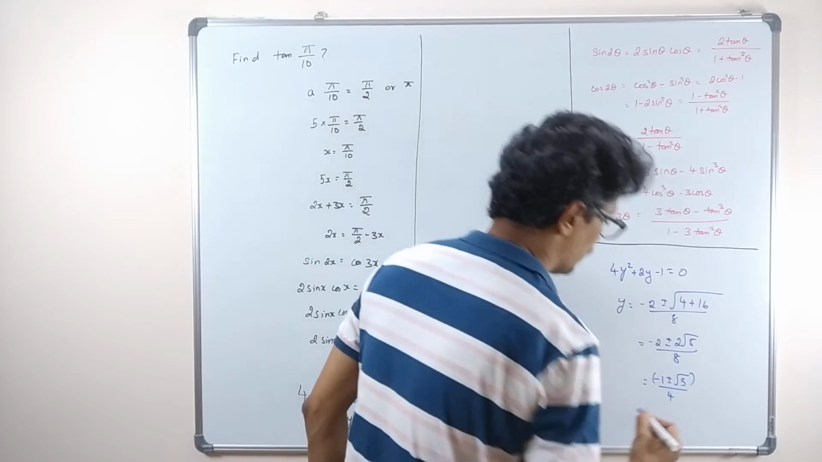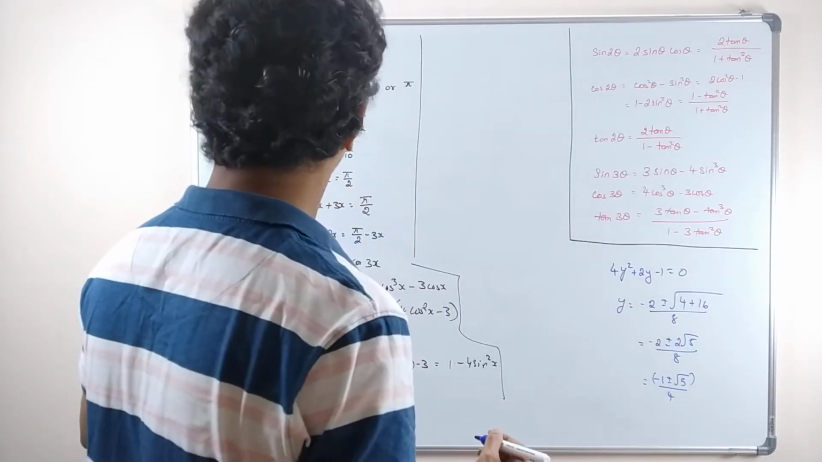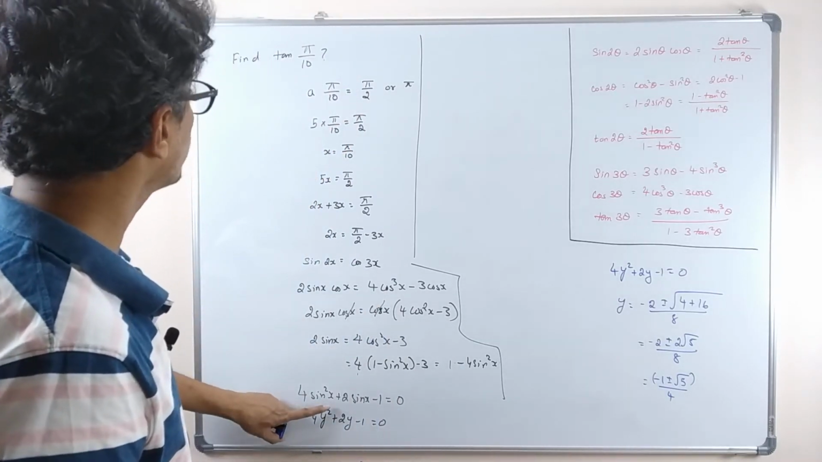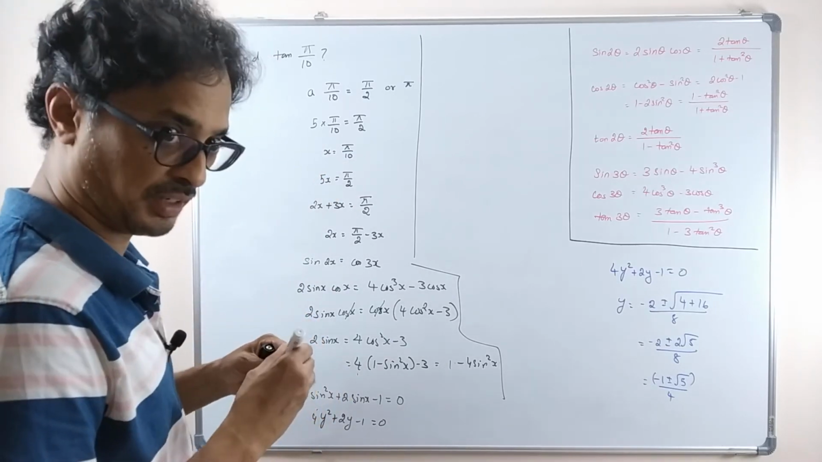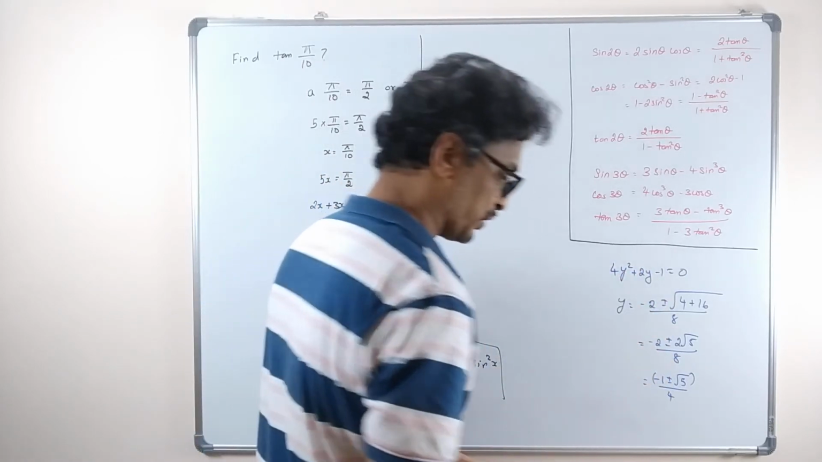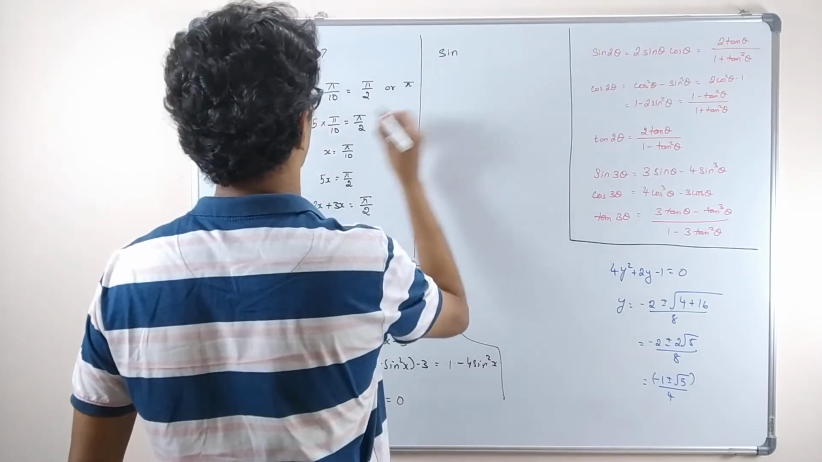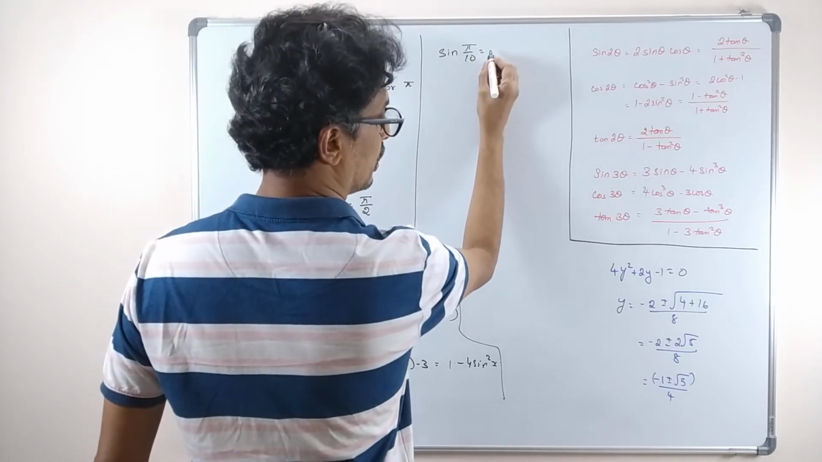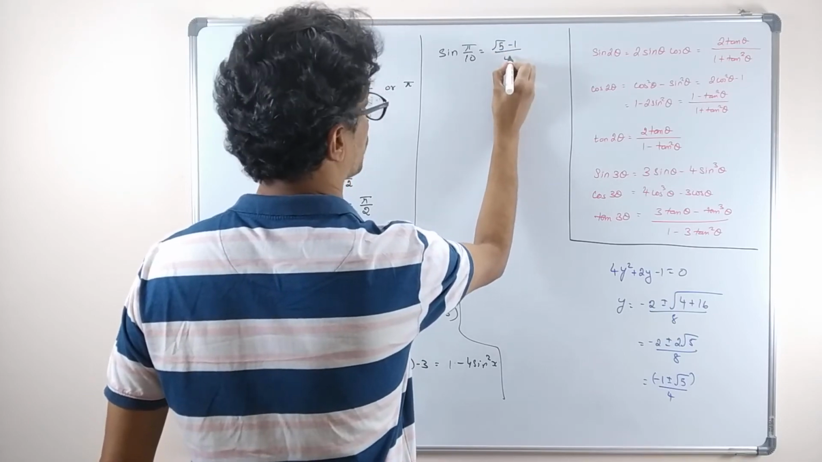Correct? So now, what is your y? y is our sin x. Correct? So what is x? x is equal to pi by 10. That comes in the first quadrant. So therefore the minus will not be a solution, because everything is positive there. So sin of pi by 10 is positive, equal to root of 5 minus 1, by 4.